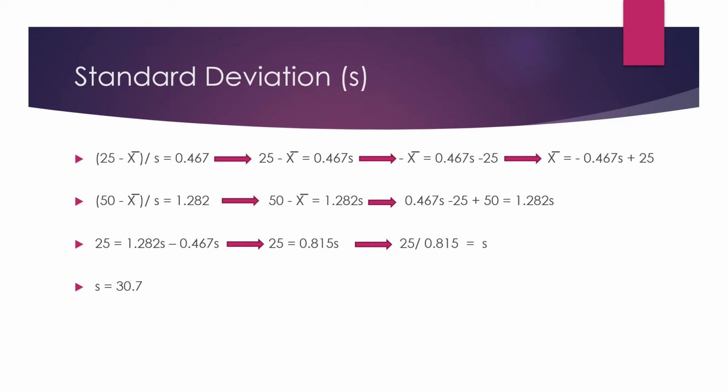In the second bullet, we multiply both sides of the equation by s, then plug in the sample mean value from our first bullet. In line 3, we subtract 0.467 s from both sides of the equation, then 25 equals 0.815 s. We can divide both sides of the equation by 0.815, and our standard deviation is equal to 30.7.